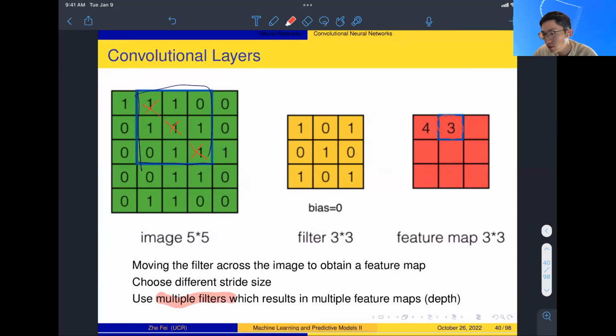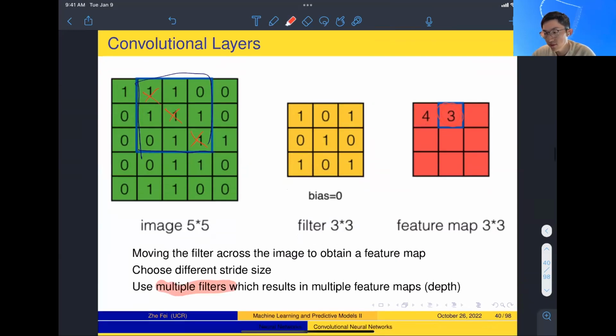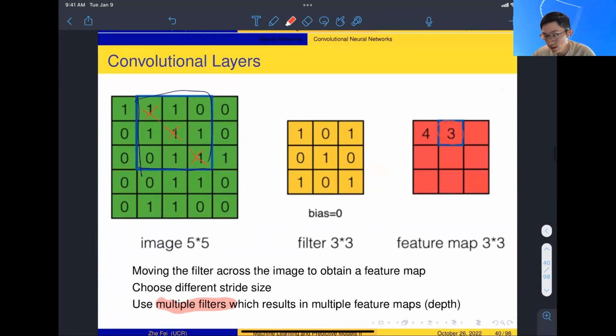The key here is, we could define multiple filters, right? So this 3x3 filter is not unique, right? This 3x3 filter extracts the diagonal information, right? But for example, we could define a filter with only a 1 in the center, right? And then all 0 otherwise, right? This is also another filter.